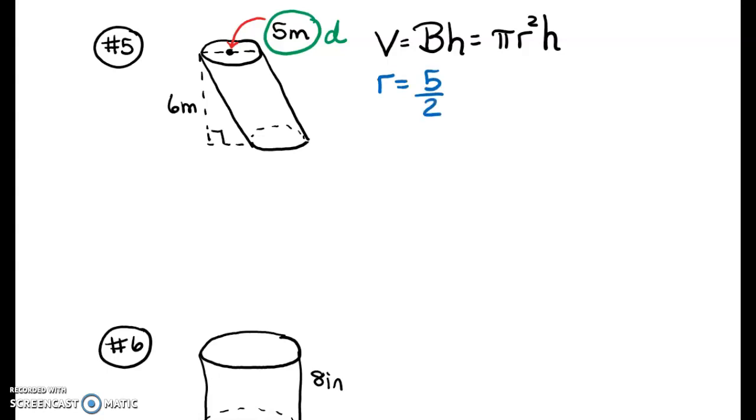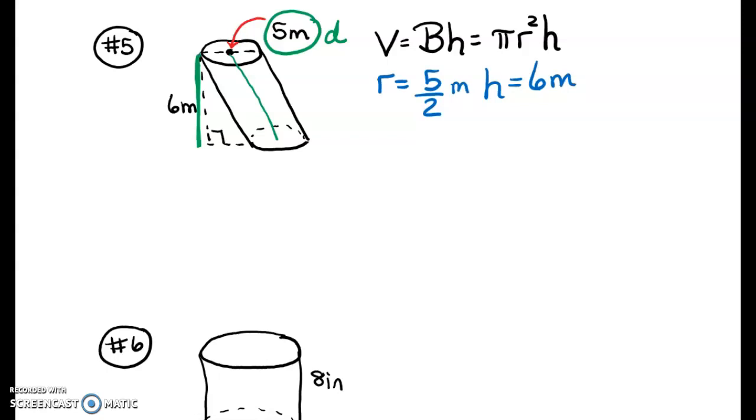So where's my perpendicular height going to be? Well, it is not this, because that's not perpendicular. All right, but I do have something in my picture that shows me the perpendicular height. It is 6 meters. So my height is going to be 6 meters. And my radius is 5/2 meters.